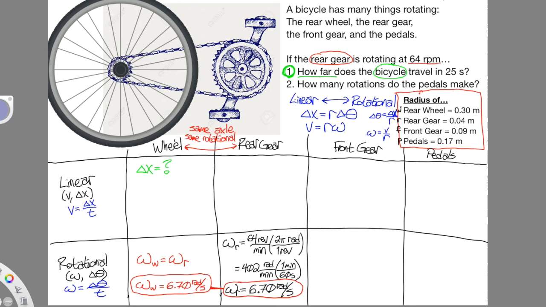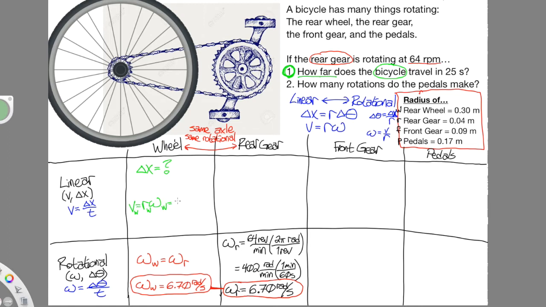So, we have an angular variable right now, that omega, but we need a linear variable if we're going to find delta x. So, the linear equivalent of omega, the angular velocity, is the linear velocity. So, we can find v up here, because v equals r times omega. And whenever we write an equation like this, we want to make sure all of our variables are referring to the same piece of the problem. So if we want the velocity of the wheel, we need the radius of the wheel and the angular velocity of the wheel.